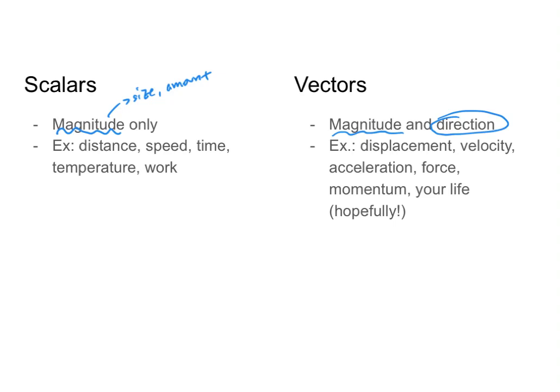Some examples of scalars in physics are distance, speed, time, temperature, and work, while some examples of vectors are displacement, velocity, acceleration, force, momentum, and hopefully your life, which of course should have some sort of direction. In this unit, we're going to be focusing on distance, speed, time, displacement, and velocity. Though over the course of the year, you will be able to experience and study all of these different concepts.